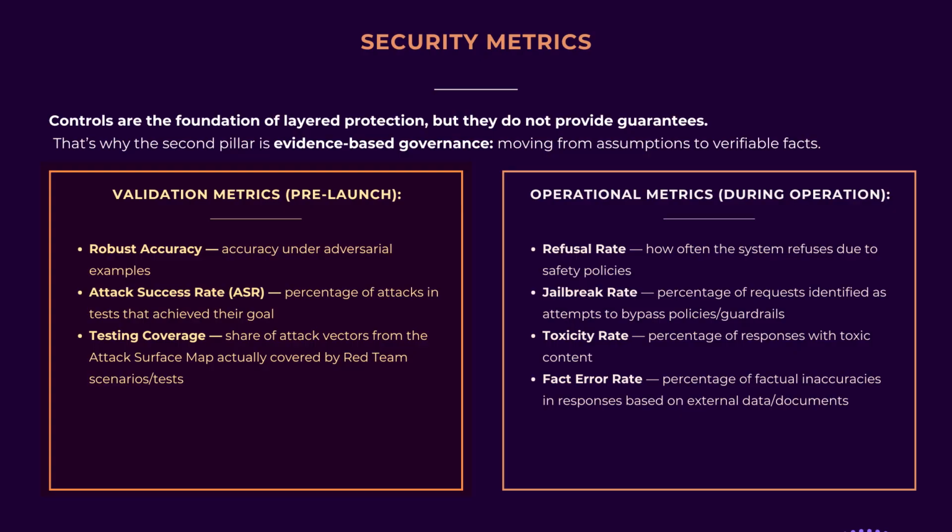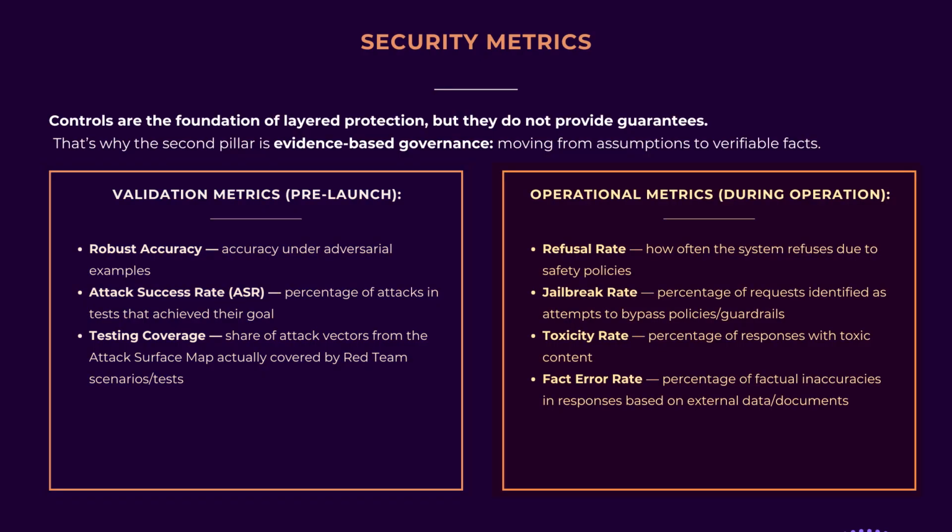The second metric is attack success rate. It evaluates the effectiveness of our defenses from the attacker's standpoint. In controlled testing, we launch thousands of simulated attacks and measure what percentage succeed. This is a direct indicator of the strength of our guardrails. And the third is a managerial metric, test coverage. It answers, are we testing the right things, and in sufficient volume? We align the attack surface map created during risk identification with the vectors we actually exercised during testing.